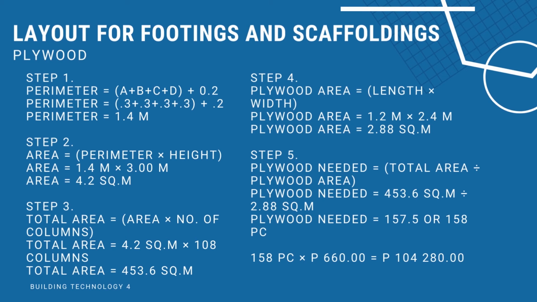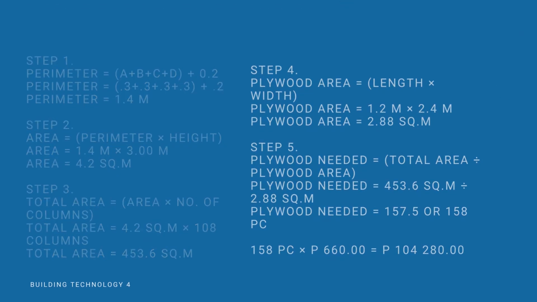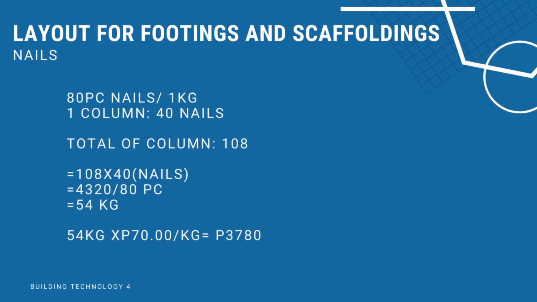So to get the plywood needed, the total area is divided by the plywood area. So 453.6 square meters is divided by the 2.88 square meters plywood area. So the plywood needed is 157.5 or 158 pieces. So to get the total amount, 158 pieces times 660 pesos, the cost of each plywood, equals 104,280 pesos.